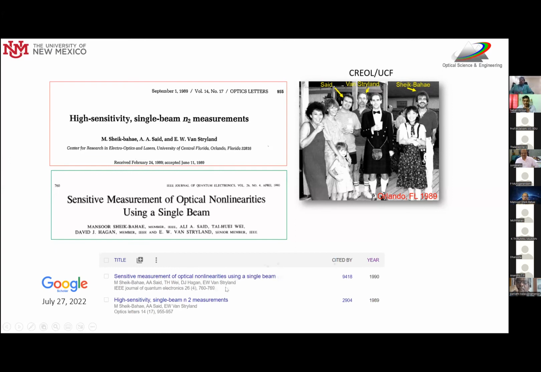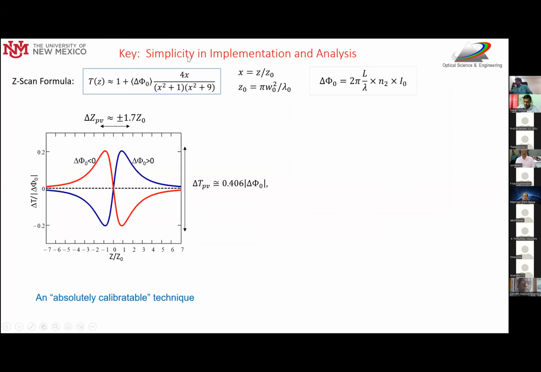The reason I'm putting this here is not necessarily to brag. I'm trying to say that the reason these papers have been cited a lot and have been quite popular is simply because of their simplicity in both implementation and analysis. Because as I showed, all you need is a lens and a translation stage and an aperture essentially, and of course detectors.